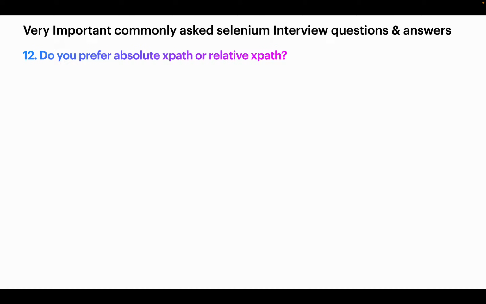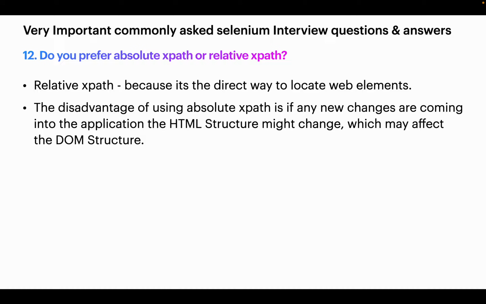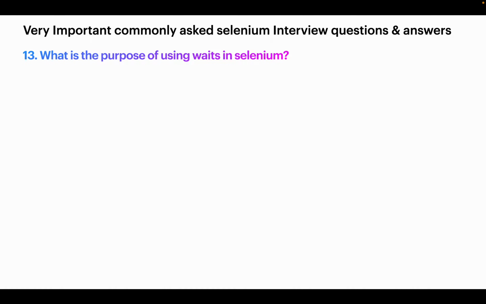So do you prefer absolute XPath or relative XPath? Definitely relative XPath, because it directly points to the web element, whereas absolute XPath comes from the top to the desired web element. So the main disadvantage here is, if a developer implements any new changes, our absolute XPath might get broken because of the new changes. Okay, the HTML structure might change, and some of the divs or values might change. That's the main issue with absolute XPath. So the answer for this is relative XPath, because it's the direct way to locate web elements.